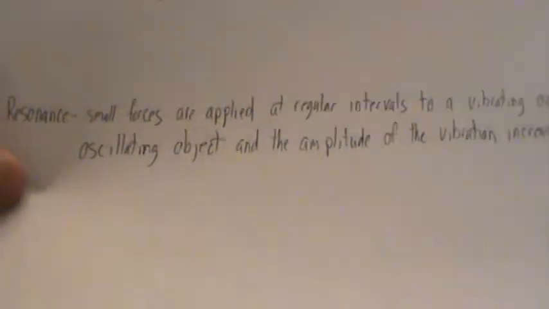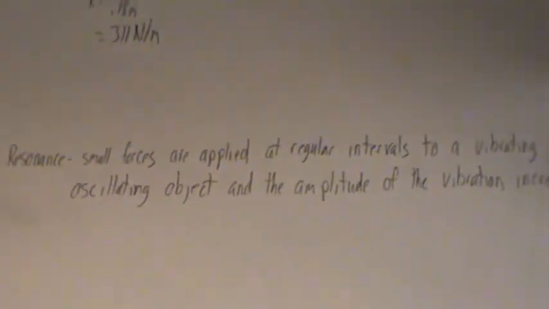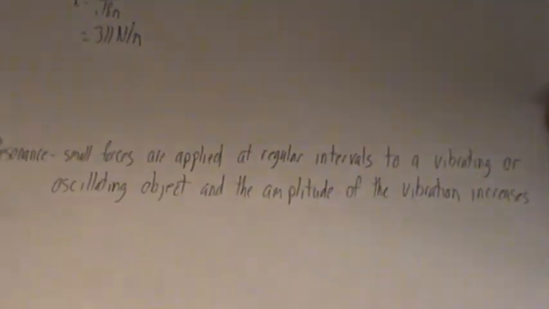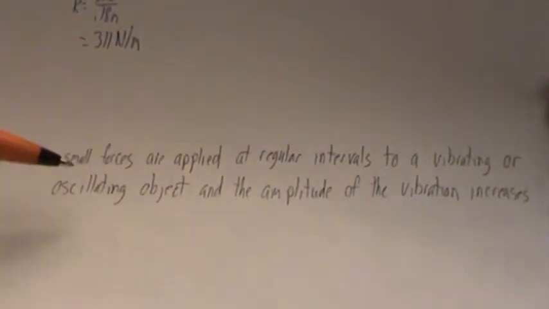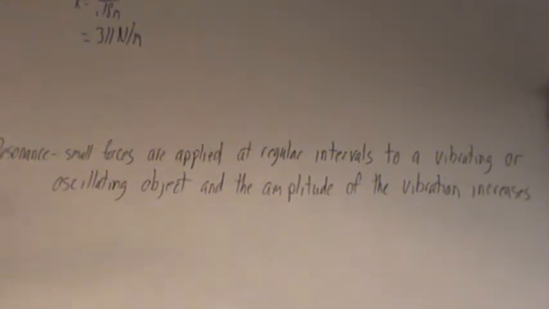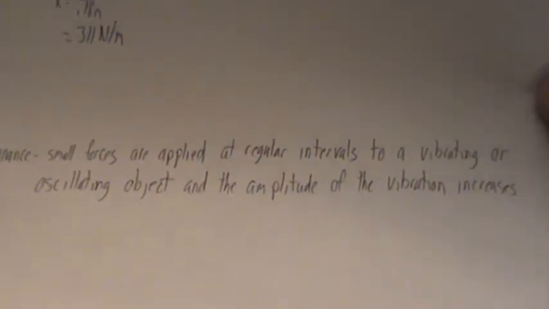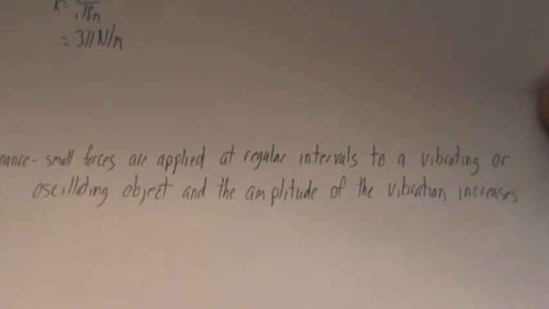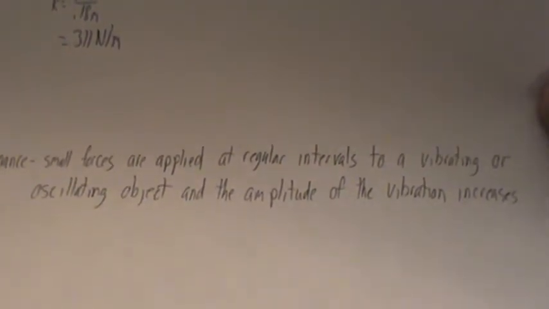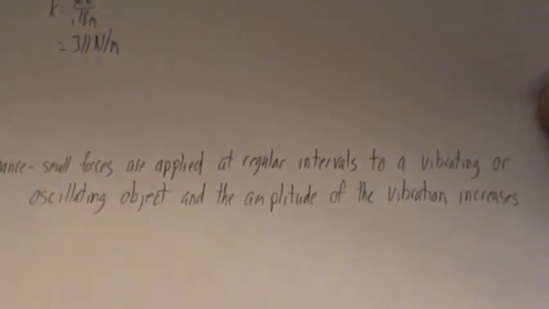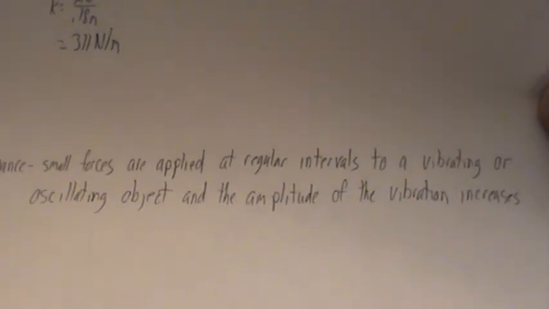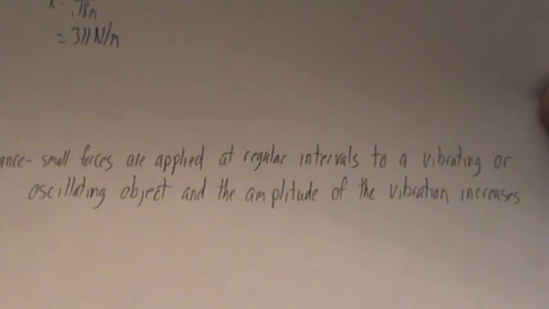Now, one other thing with springs is something called resonance. What is resonance? This is when small forces are applied at regular intervals to a vibrating or oscillating object, and the amplitude of the vibration increases. With a guitar string, once you pluck the string, you hear that sound keep on going and going, because the string keeps going up and down, back and forth, over and over, until eventually it will reach equilibrium.